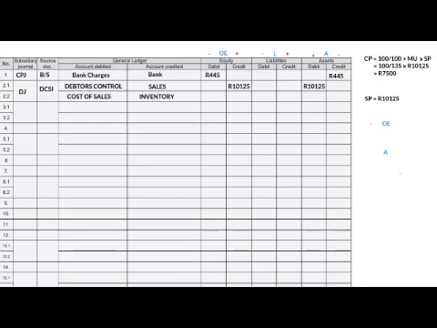owner's equity will decrease with a cost price of 7,500 Rand, and your assets will decrease with a cost price of 7,500 Rand, because you are selling your stock on credit to a debtor, so your stock levels will decrease.